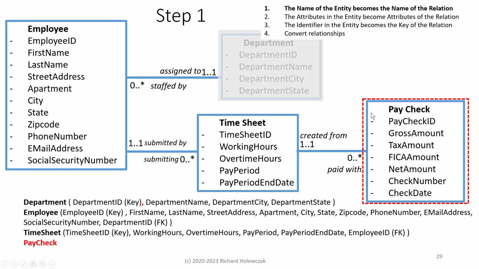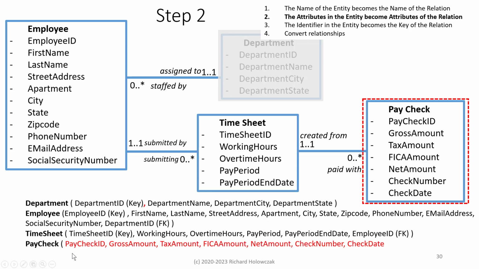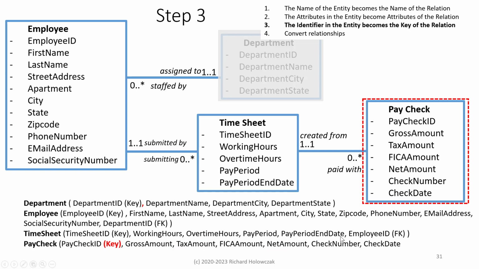As before, the name of the entity becomes the name of the relation. We copy in all of the attributes from paycheck ID all the way down to check date. The third step, the identifier, paycheck ID, becomes the key of the paycheck relation.